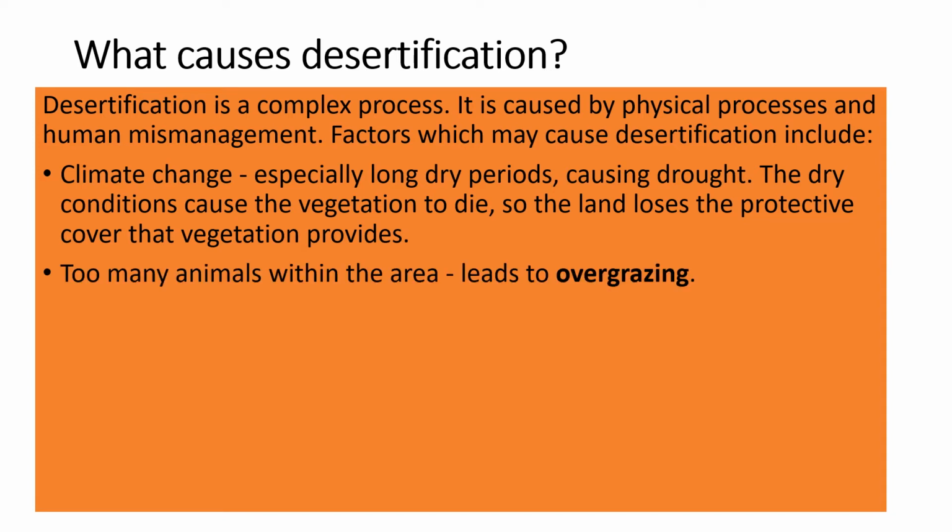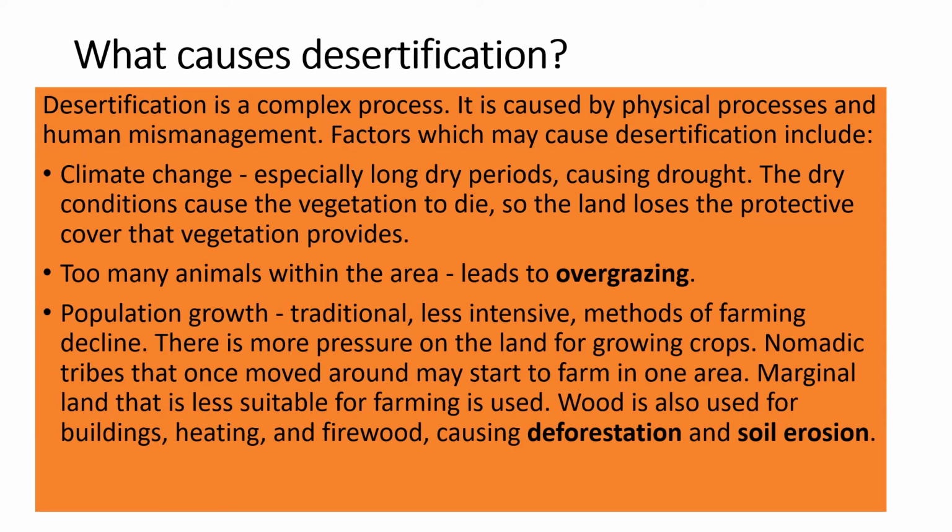The second thing is too many animals within the area. We call this overgrazing, and that's because the animals are grazing, that means they're eating the grass. Overgrazing means they're doing too much of that, so there's too many animals eating the grass. And the third thing is population growth.